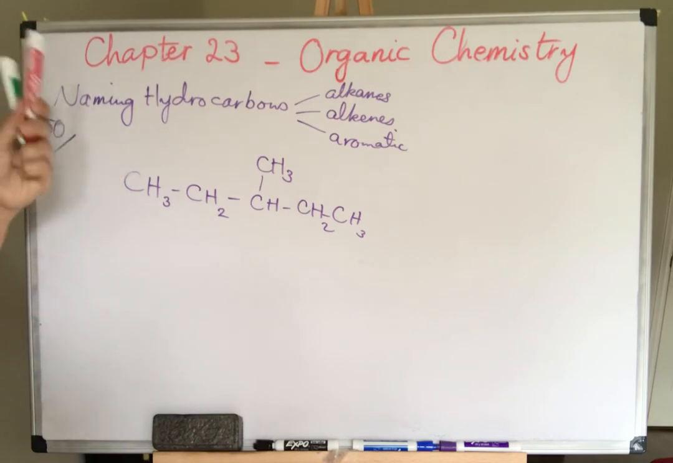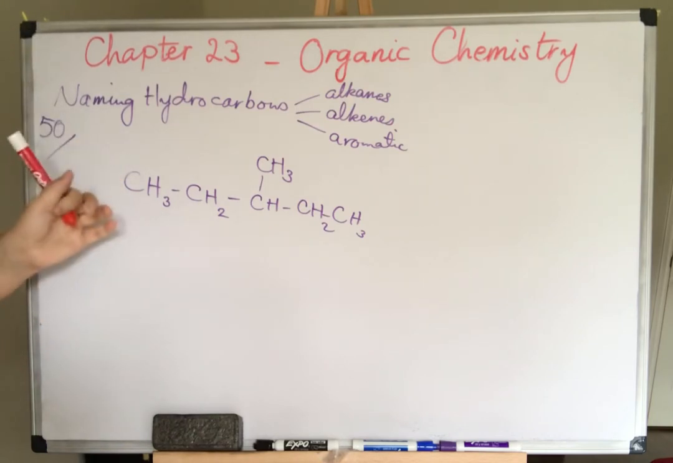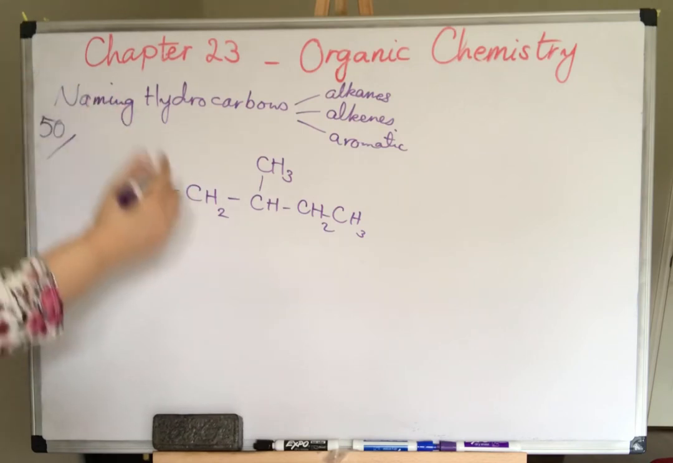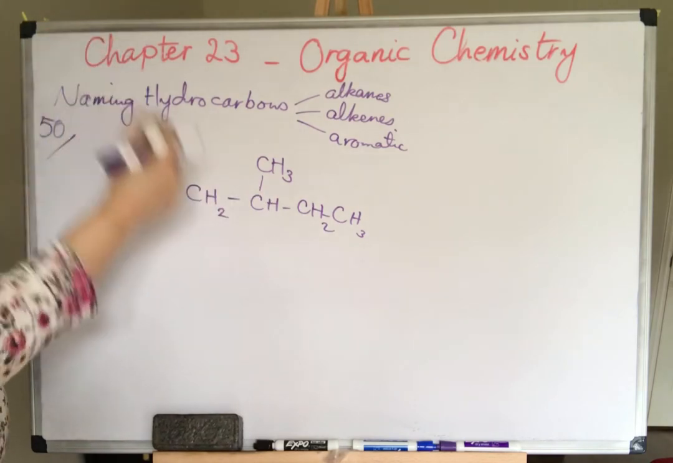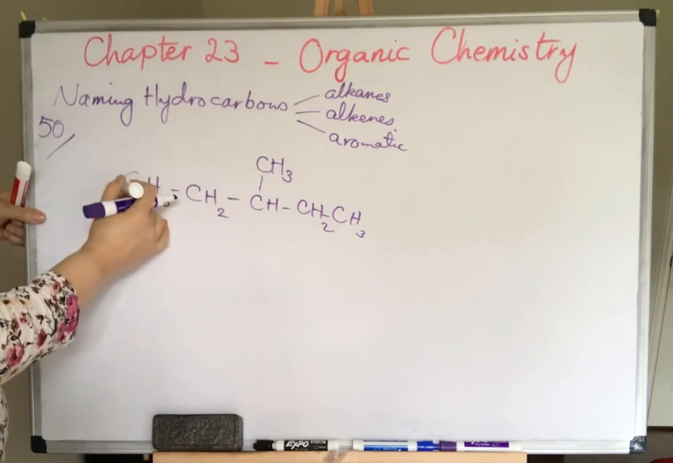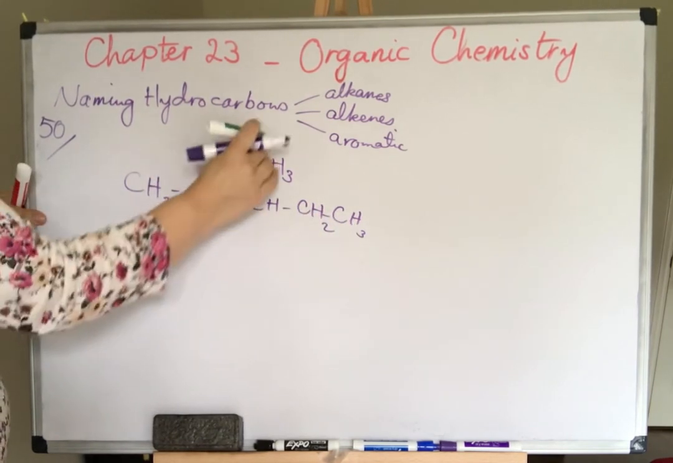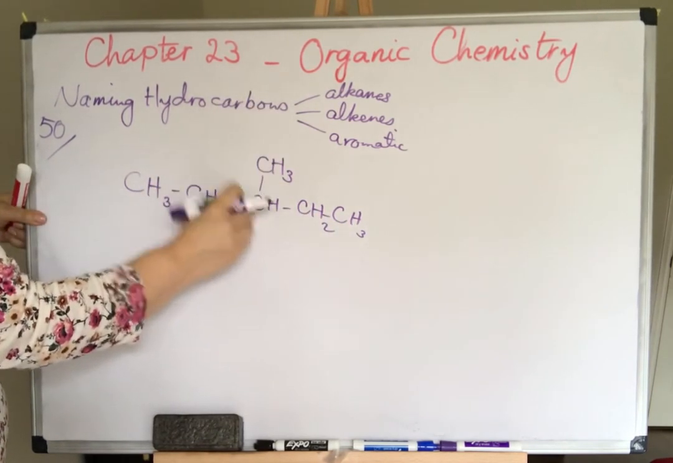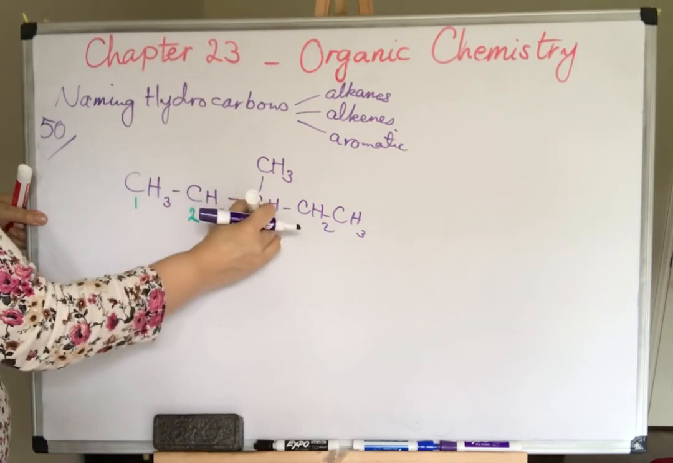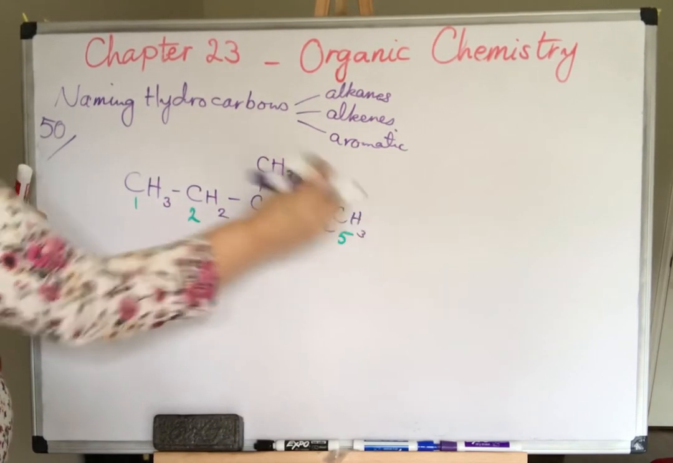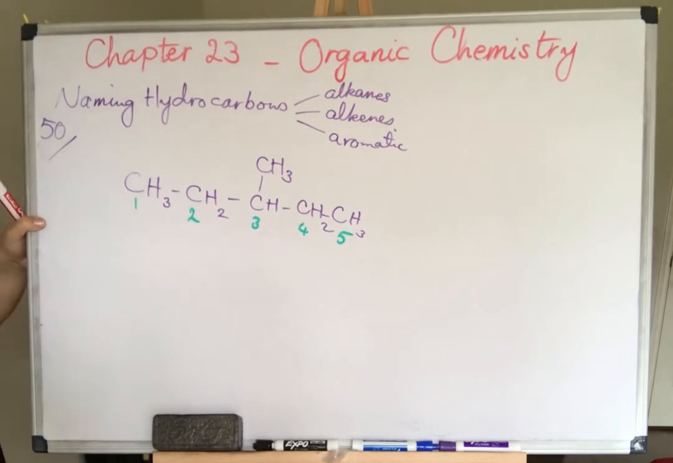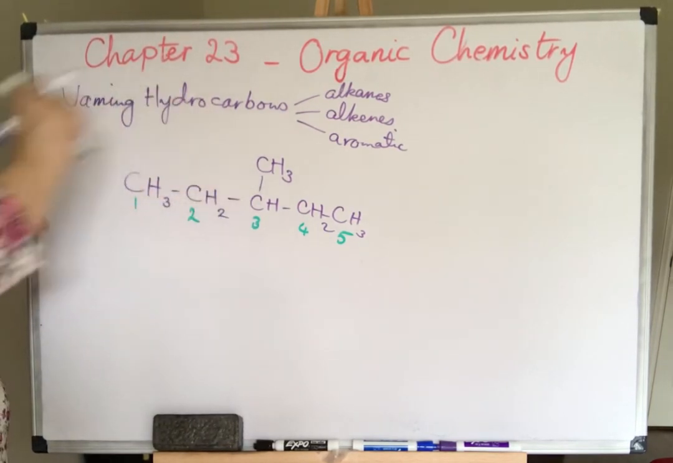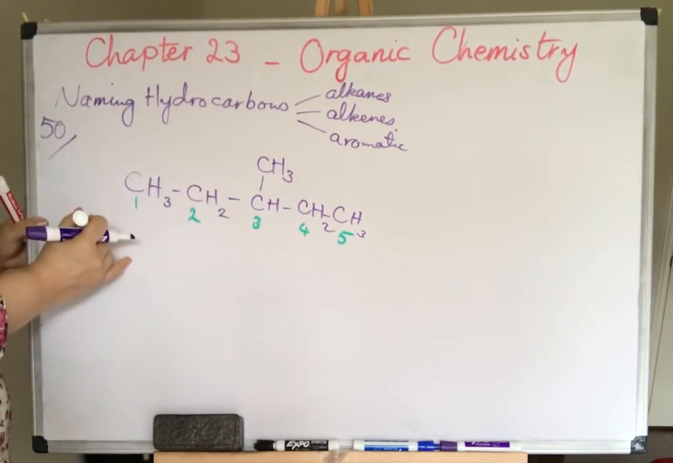Now, we number the carbons, starting closest to the branch. In this case, if you number the carbons of the longest chain either from left to right or right to left, your branch falls on the 3rd carbon. So let's number from left to right. Then you need to mention the location of your branch. Which carbon is it? The third carbon.